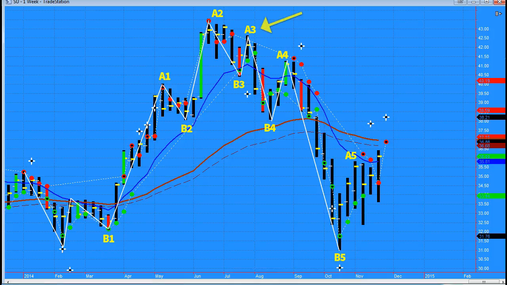On the left at A3, we see a lower swing top developed, which was a deviation in trend, meaning a deviation from the pattern in the first half of 2014 of higher swing tops and higher swing bottoms. That deviation in structure led to a decline to B4, which turned the weekly trend down.